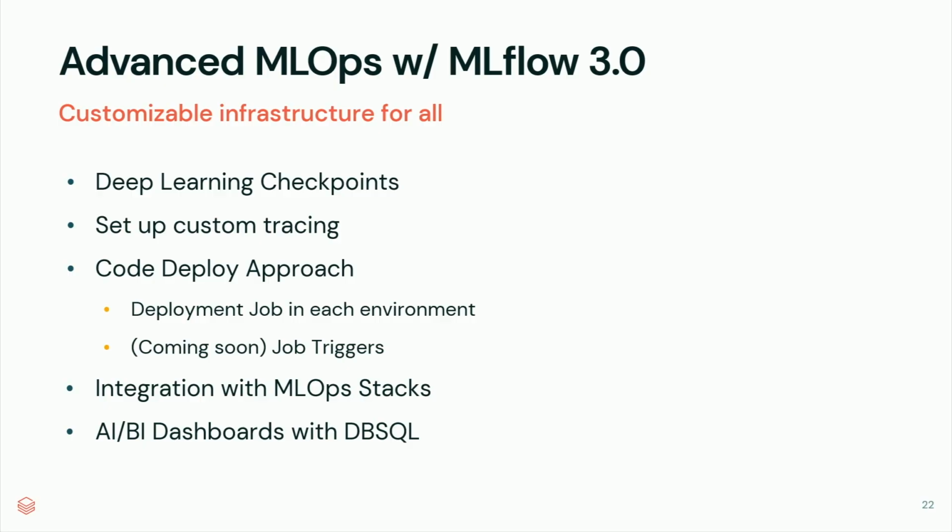But for the code deploy approach, how would this work? Well, you can set up a deployment job in each environment. You can basically say, OK, once my data scientist has registered this model to this one, it'll kick off this job. That job can then go and run the next one in staging.